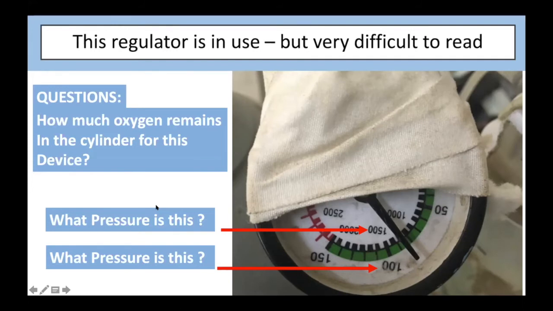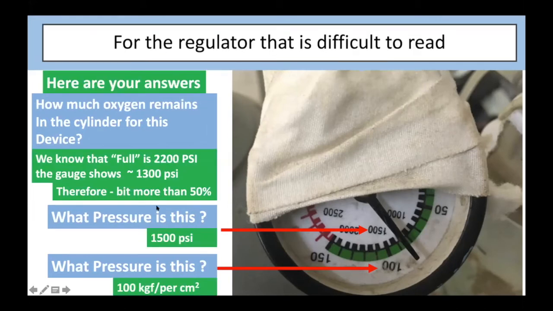I would say we see two gradients there. We see in kilos and we see in pounds per square inch. Which pressure is which? I'll give you a moment to think about that. We'll go to the next slide.